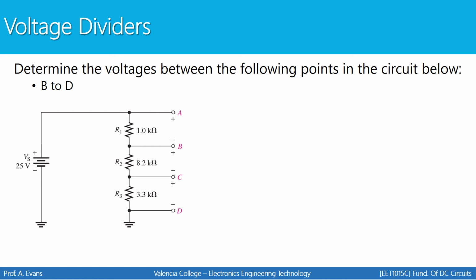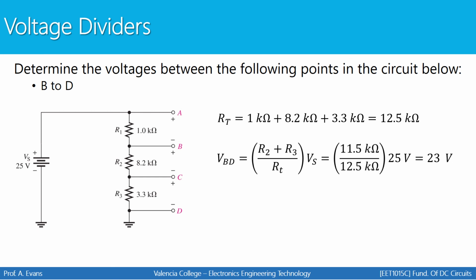Lastly, we're going to find the voltage from point B to point D. Start again with your total resistance. The voltage from point B to point D is going to be the voltage across both of these resistors. So the numerator is going to have both of these combined together. Divide by your total resistance and then multiply by the source to get 23 volts.